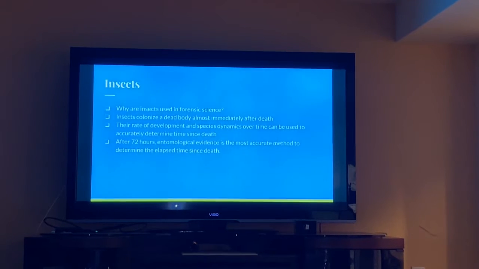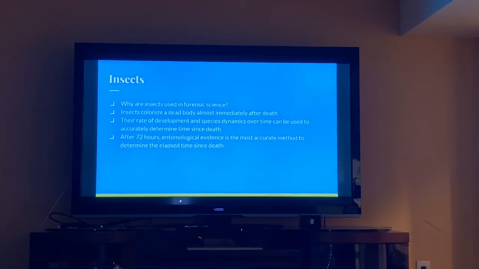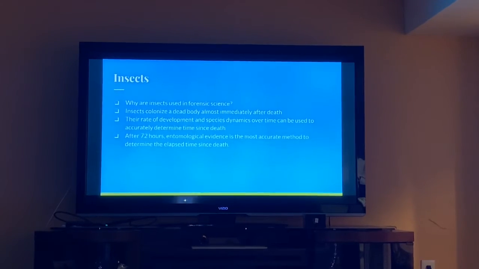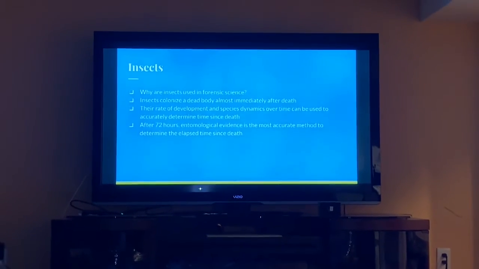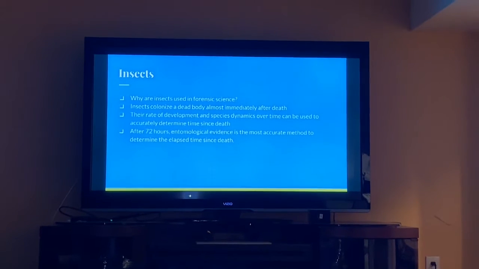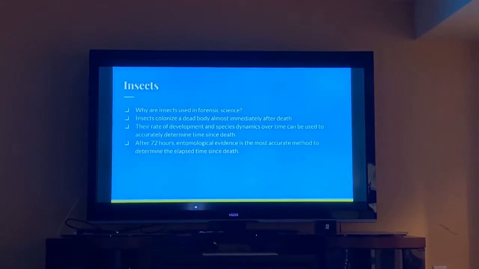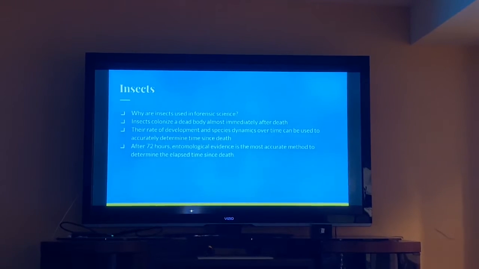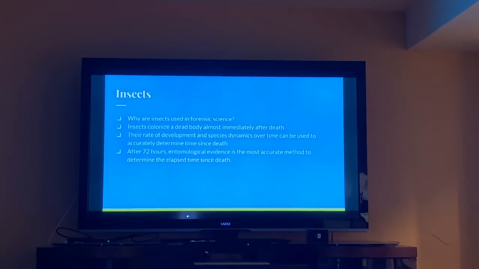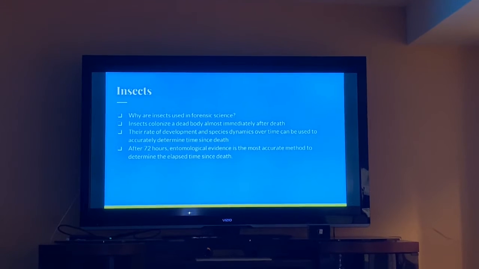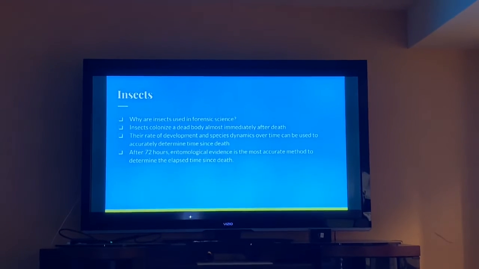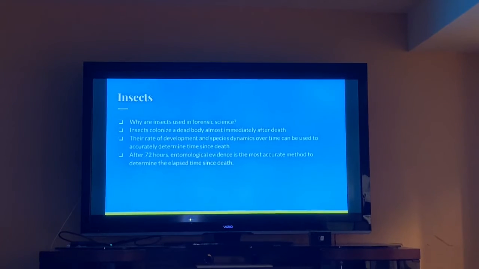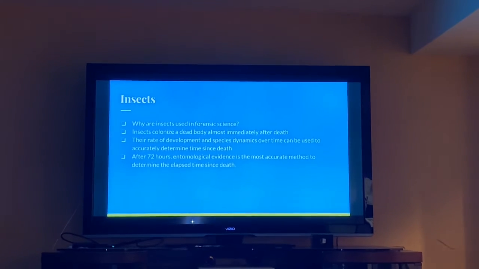Next, we have insects, basically continued. So, why are insects used in forensic science? Well, insects colonize a dead body almost immediately after death. Their rate of development and species dynamics over time can be used to accurately determine time since death. After 72 hours, entomological evidence is the most accurate method to determine the elapsed time since death.